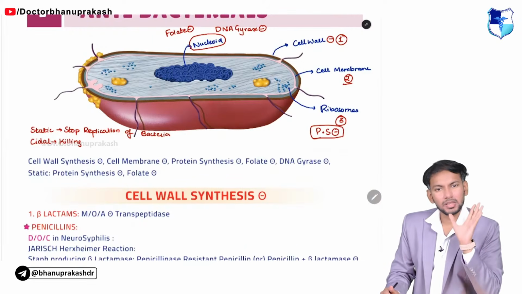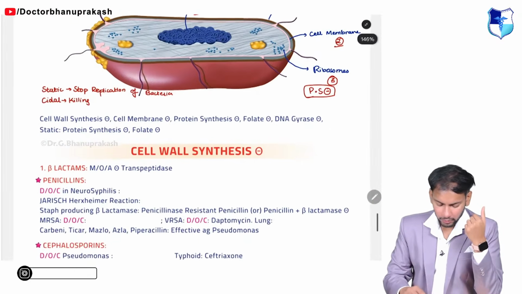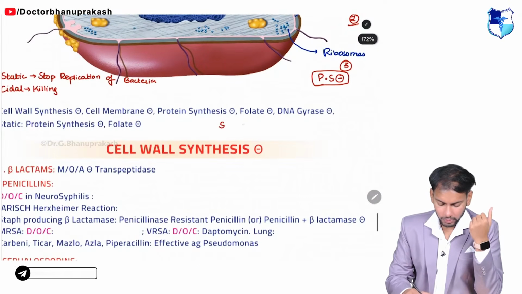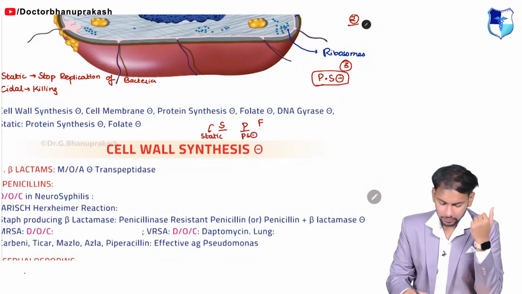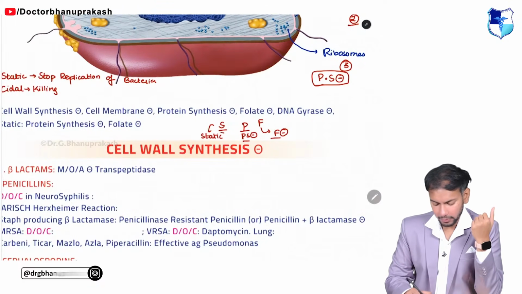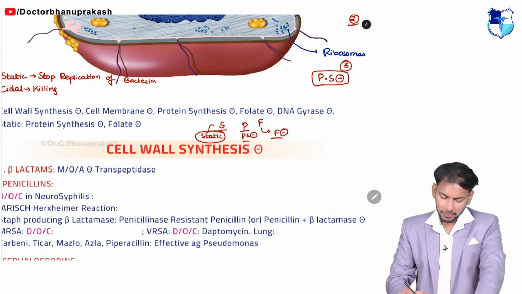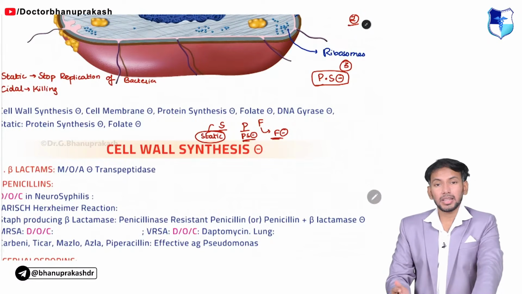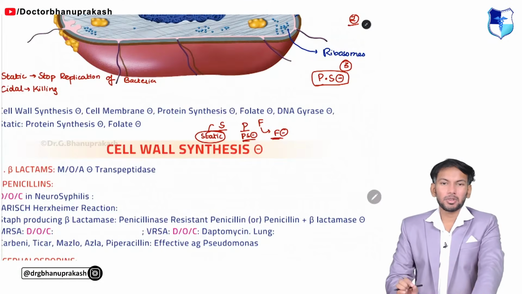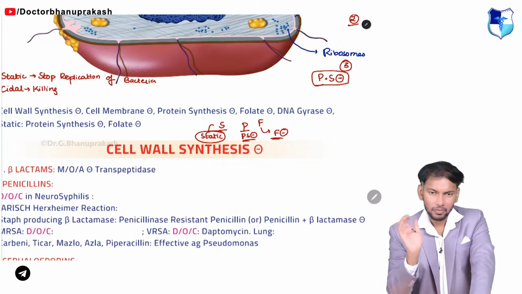Now, how to remember which are static and which are cidal? See, to stop aging of your skin, what do you generally apply? You apply SPF. No, that is sunscreen. So see here carefully. S means static, P means protein synthesis inhibitors, F means folate inhibitors. So protein synthesis inhibitors and folate inhibitors are static. That's all. All the remaining drugs are cidal. Now, we have some exceptions in this. We'll study in their respective classes, but the easy way to remember is SPF. Yes, we are done with the classes.